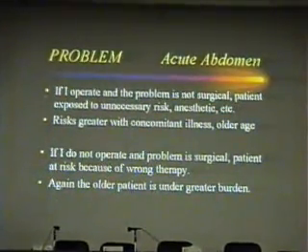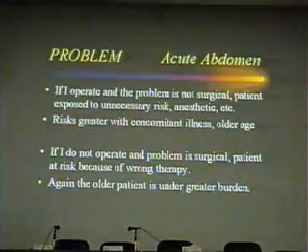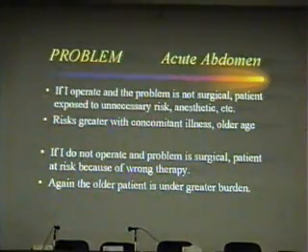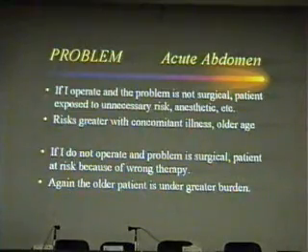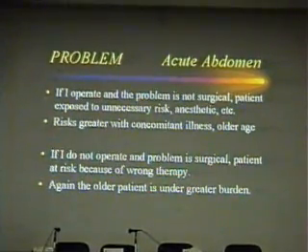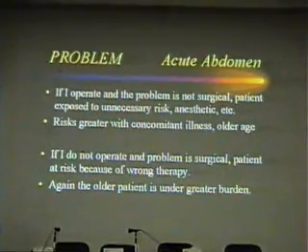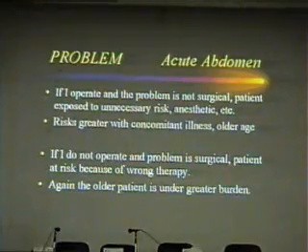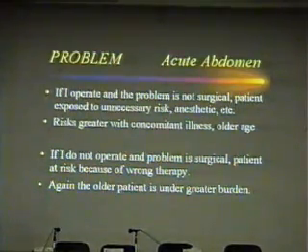The problem of acute abdominal pain is that sometimes it needs operation and sometimes it doesn't require intervention. If I operate and the problem is not surgical, the patient is exposed to unnecessary risk of surgery and of anesthesia. And if I don't operate and the problem is surgical, the patient is at risk because of wrong therapy.